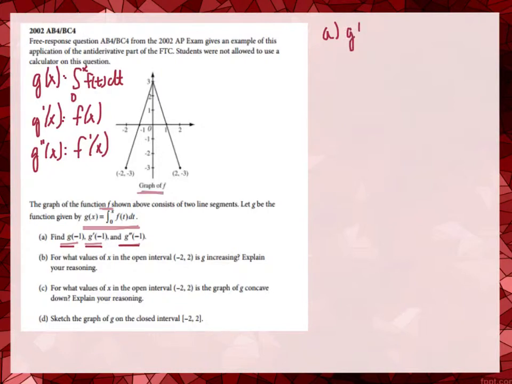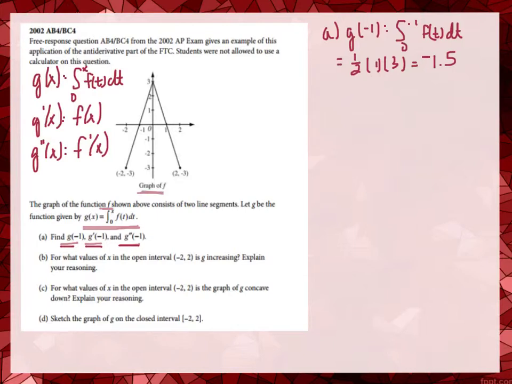So g of -1 would be the integral from 0 to -1 of f of t dt. But I can tell that that is the area from 0 to -1, which is that triangle. Well, that's 1/2 base, which was 1, times height, which was 3. But then that's going to give me 1.5. Now, because we did our integral from 0 to -1, and we're going from right to left, my answer would be negative. We had a property before that told us that.